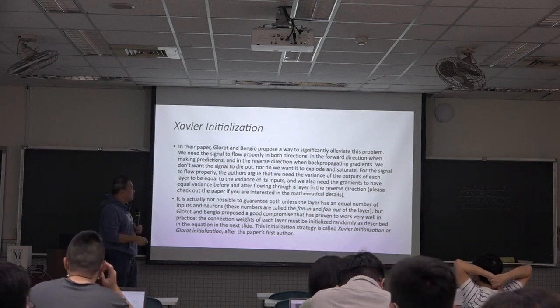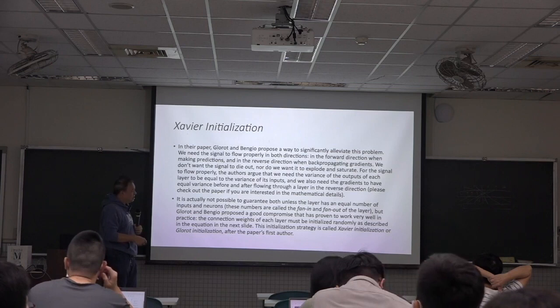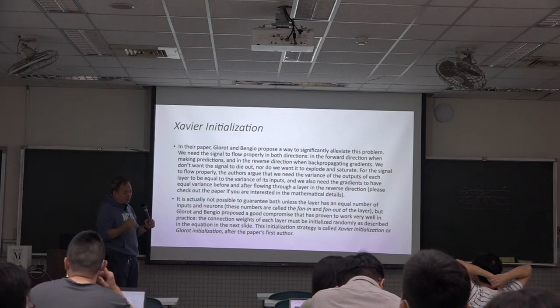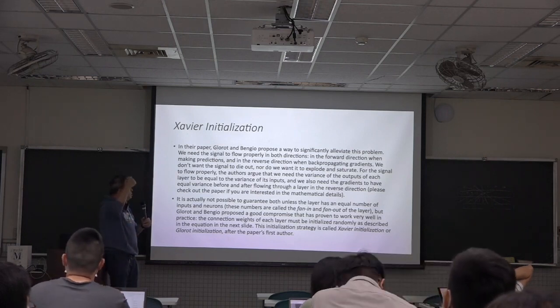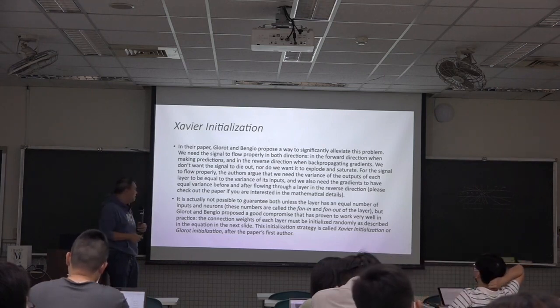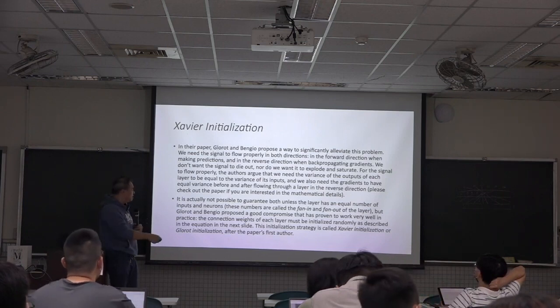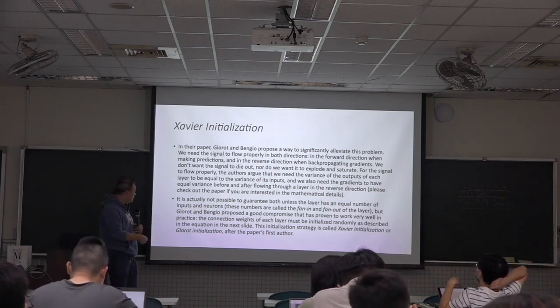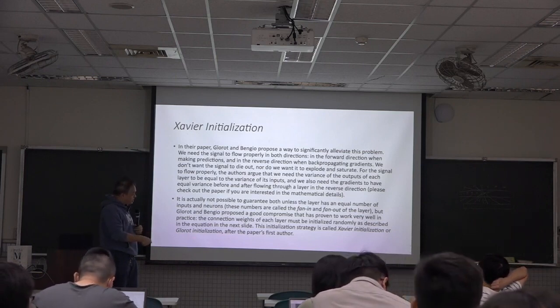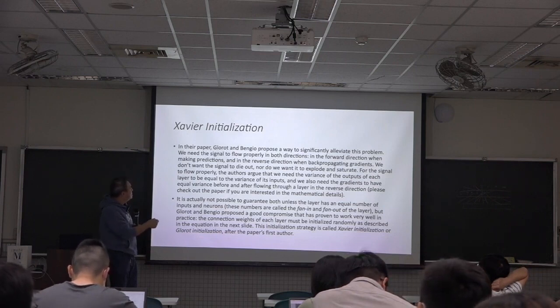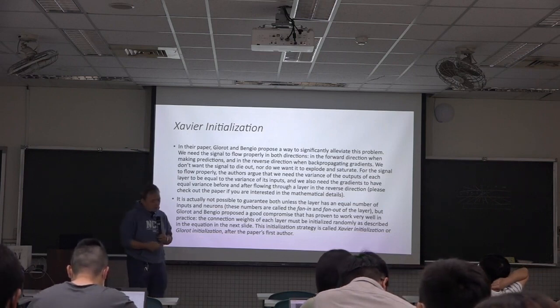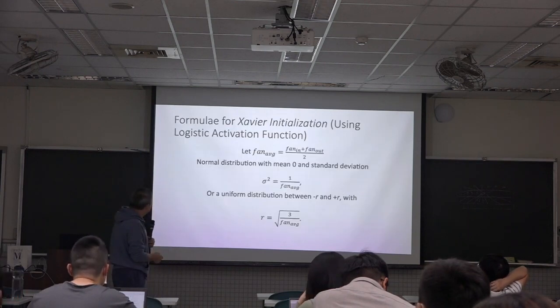They still derive an approximation, saying, okay, even if the fan-in and fan-out are different, if you use this initialization, the chance for this variation to increase layer by layer is going to be reduced. They call this Xavier initialization, or Glorot initialization. Well, Xavier and Glorot, it's basically the name of the first author. So what exactly is that?